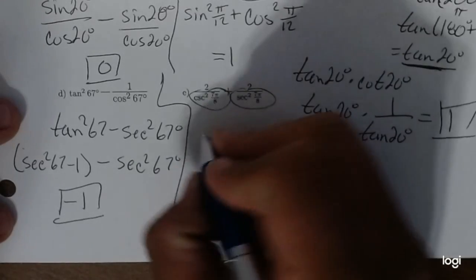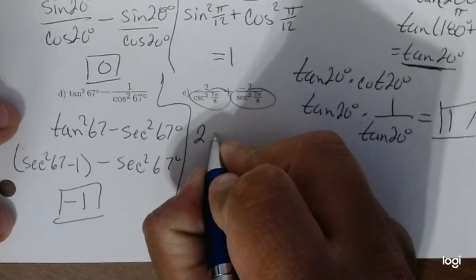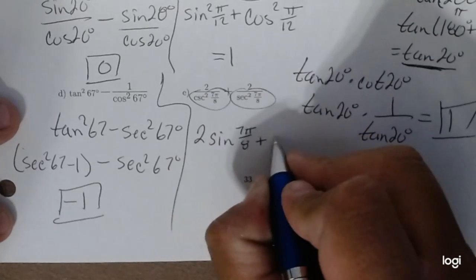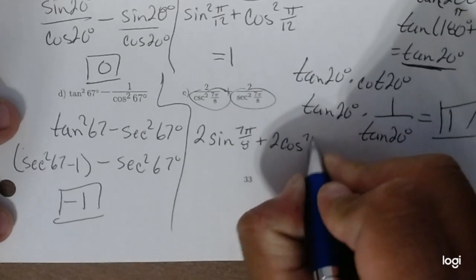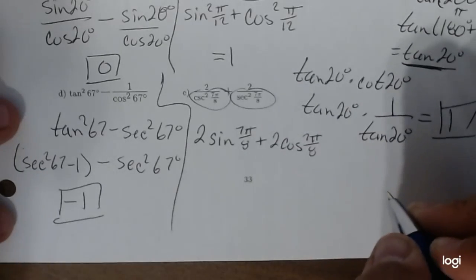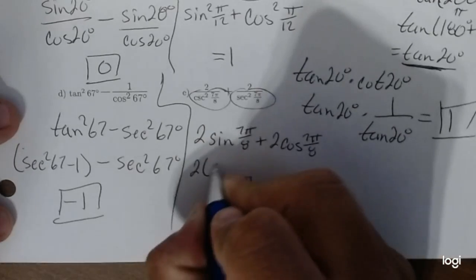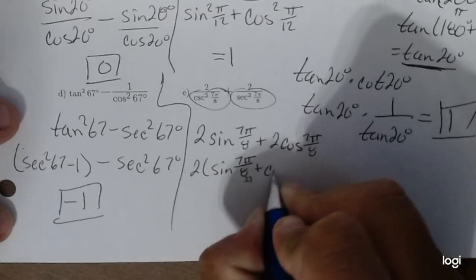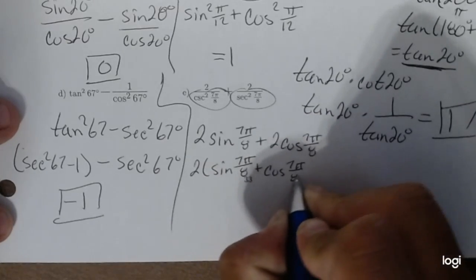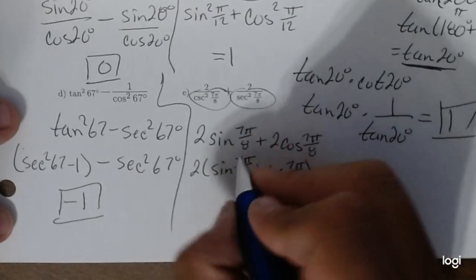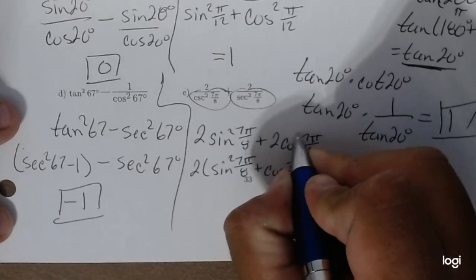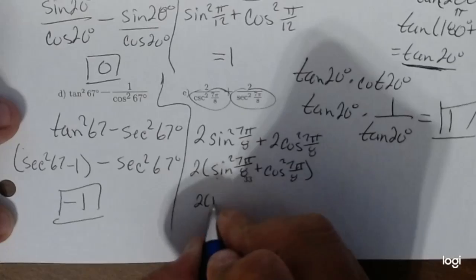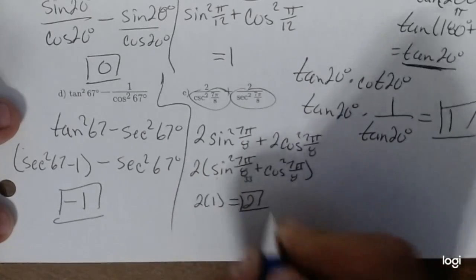But since there's a 2 in front, this is going to be 2 sine of 7 pi over 8 plus 2 cosine 7 pi over 8. Now if we factor out a 2, we can now get this. And again, we talked about this earlier. Sine squared plus cosine squared gives you 1. So this is 2 times 1, or a nice 2.